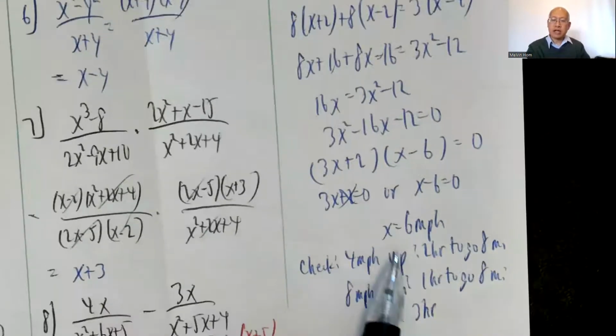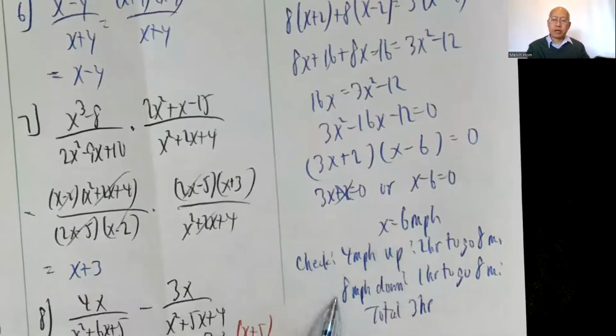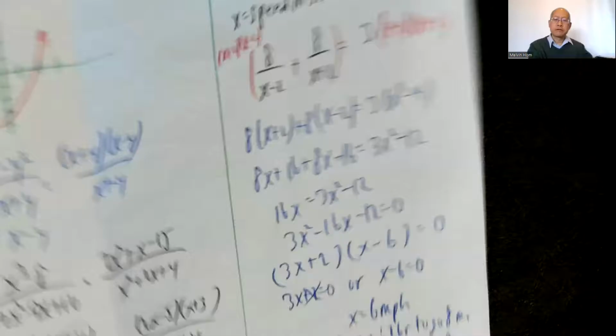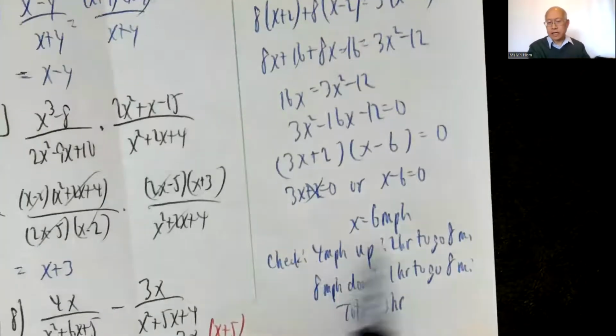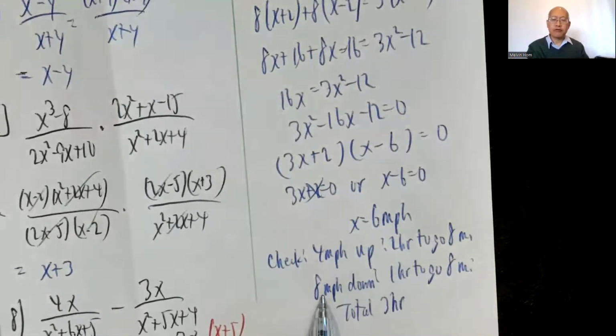A quick way to check that. That means if you're going upstream, you're going 4 miles an hour because you lost 2 miles an hour. And if you're going downstream, that's 8 miles an hour. So if you're going 8 miles at 4 miles an hour, that takes you 2 hours. However, coming back, that's 8 miles an hour. For 8 miles, that's 1 hour. And 2 plus 1 is, of course, 3. So that's a way to double check your answer.